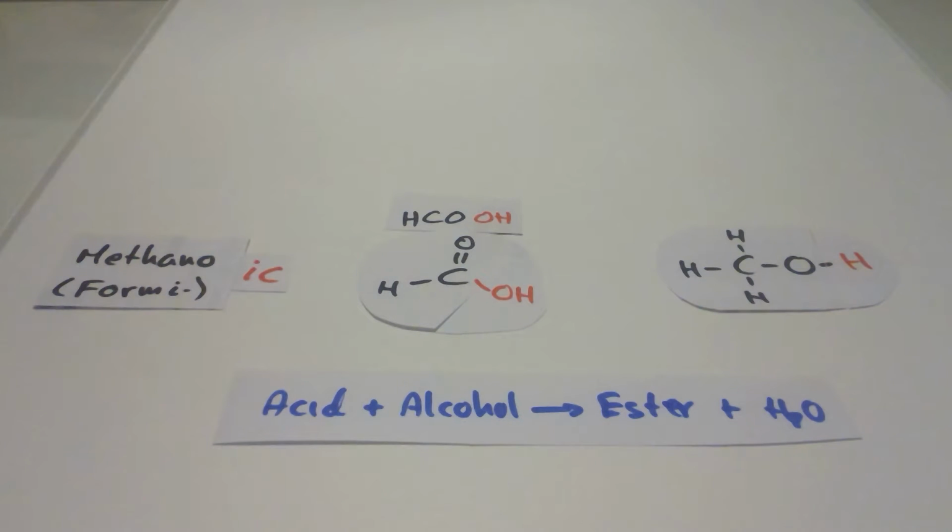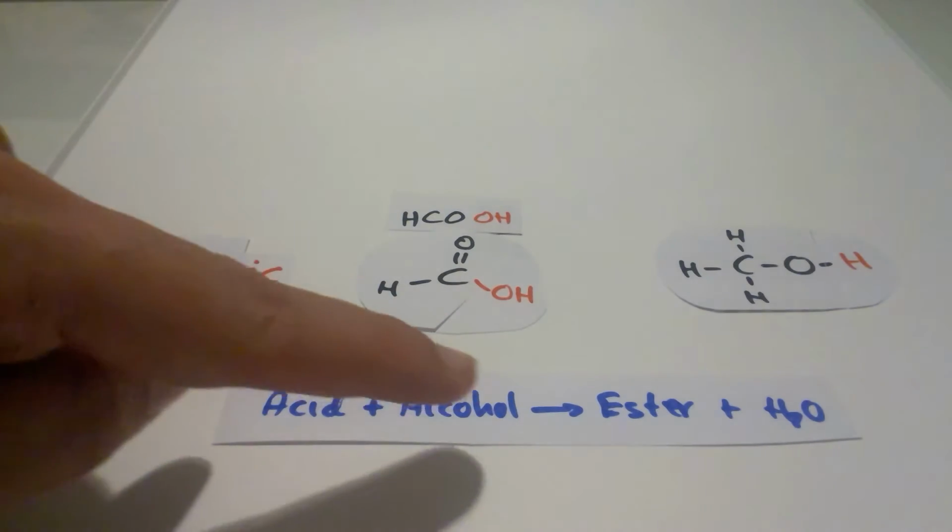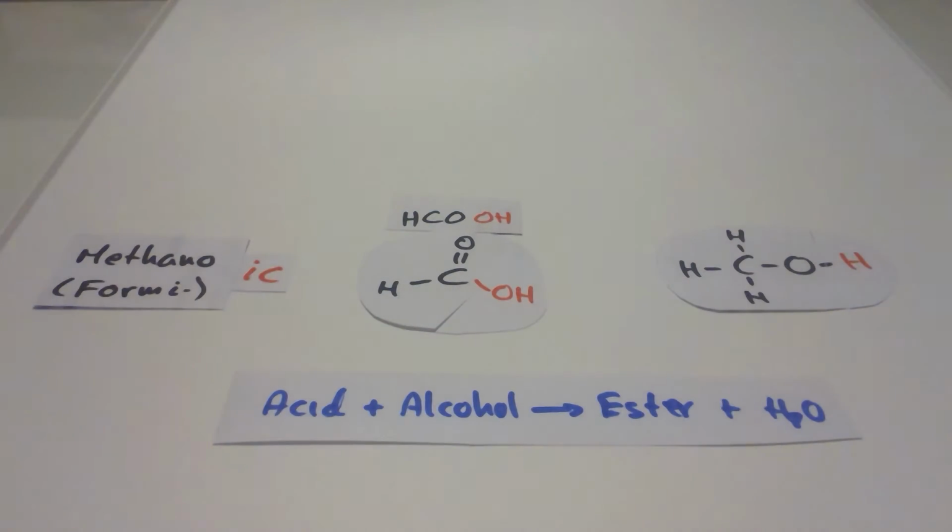Hi guys, we are now going to see what an ester is and how it is formed. Okay, so the first thing that you can see is that when you make an acid react with an alcohol, the compound that it forms is an ester, and the other product that is produced is water. And we're going to see how.